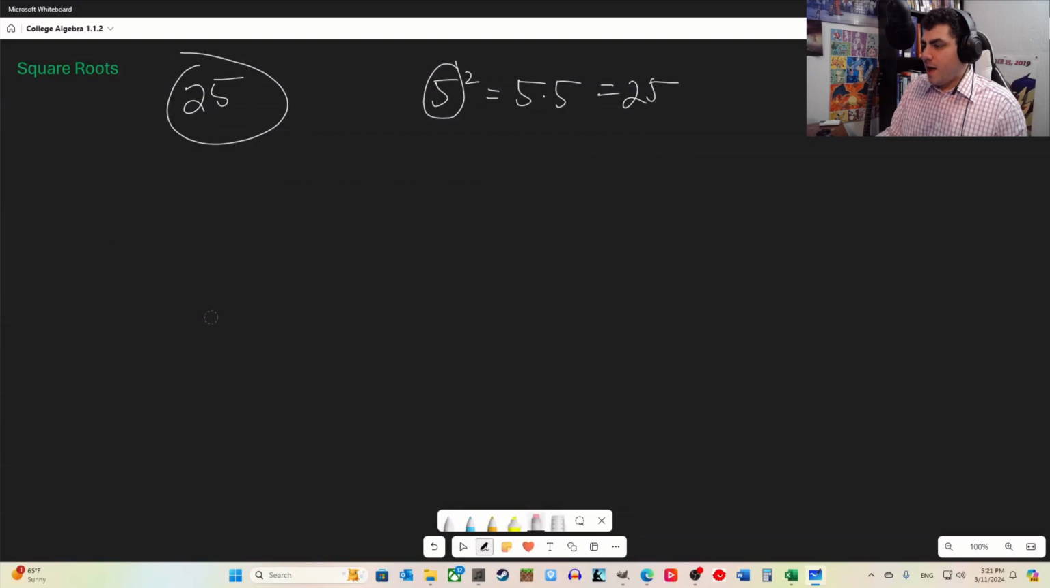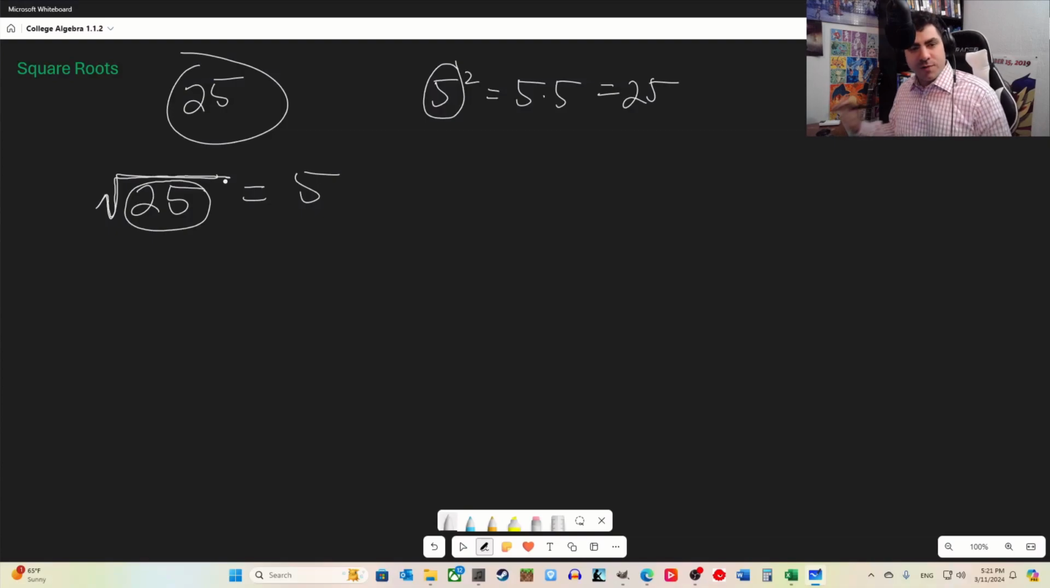But the radical is what it's called. The square root symbol looks like this. So square root of 25 equals 5. This is called a radical. And this is called your radicand. And we'll cover that when we get into the lesson when we really need to break these type of things down. But we just want to know the basic square roots right now.